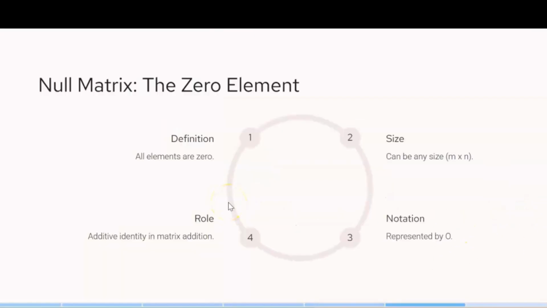Next, the null matrix, or zero matrix, you can say. The elements inside this matrix would be all 0. If it is a 1 by 1 matrix, the element will be 0. 0 will be the data, and if it is a 2 by 2 matrix, all elements will be 0. Such a kind of matrix is known as a null matrix.